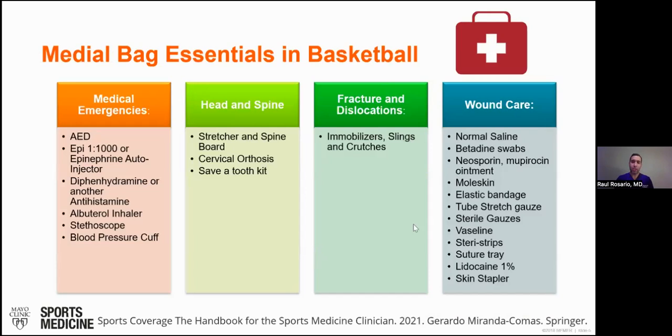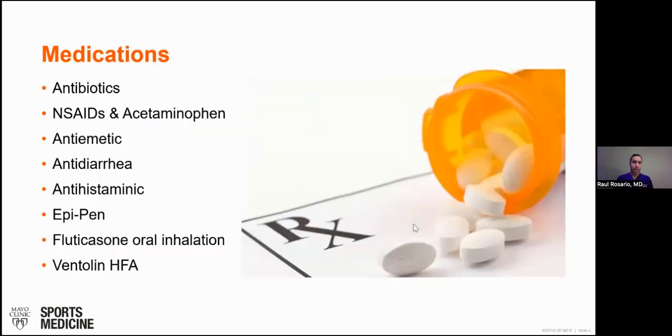For fractures and dislocations, sometimes immobilizers or sling crutches can be helpful. And then if there are some cuts, we need to have the wound care equipment, including sutures, and suturas en español, to help the patient avoid going to the ER. Maybe you can take care of the patient. So in terms of medication, I always like to take some antibiotics, especially if I'm traveling internationally.